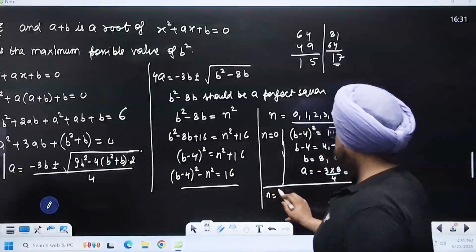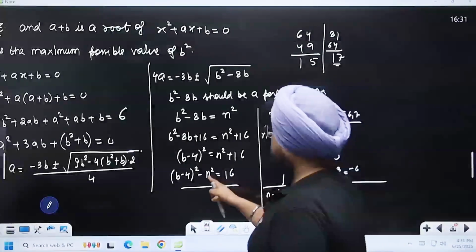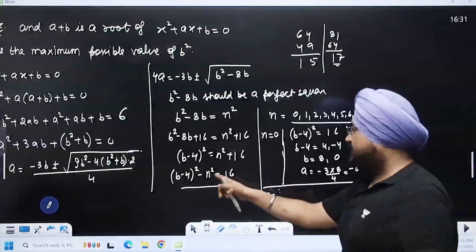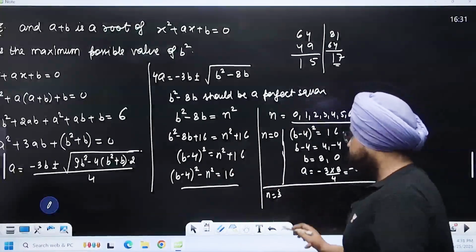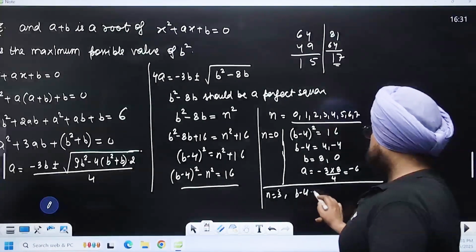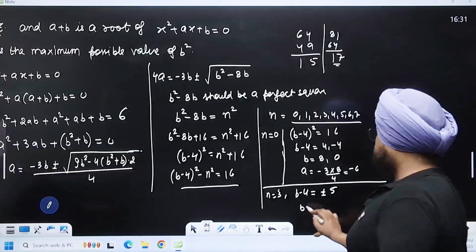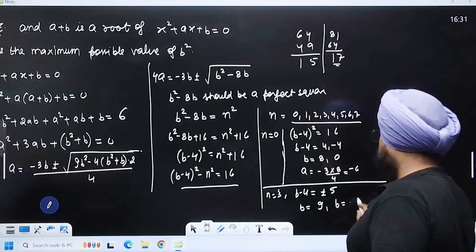For n is equal to 1, the sum is not a perfect square. For n is equal to 2, not a perfect square, 16 plus 4, 20. For n is equal to 3, 16 plus 9, this is coming out to be 25. So b minus 4 is plus minus 5, b is equal to 9 and b is equal to minus 1.